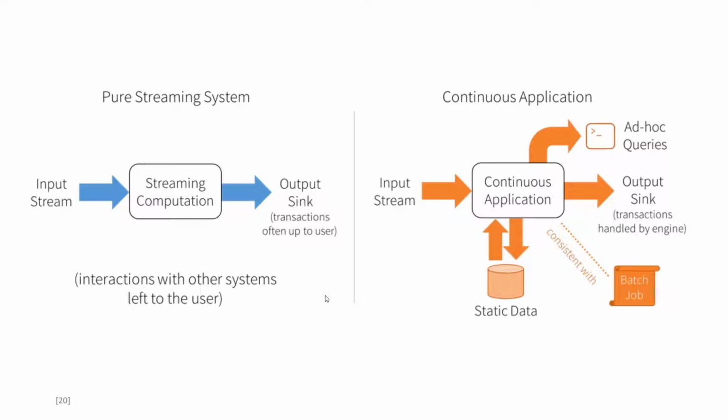The continuous application needs to be able to use some static data. Also, the application should enable implementing an interactive serving layer. Also, the application should be able to guarantee some level of consistency between the result produced by the stream application and the result produced by the batch job. Spark aims to support this continuous application, but also supports pure streaming applications. But at the moment, it's at the experimental level.